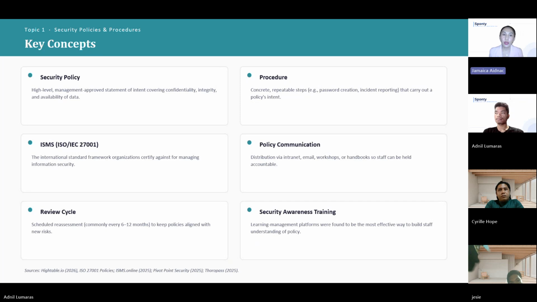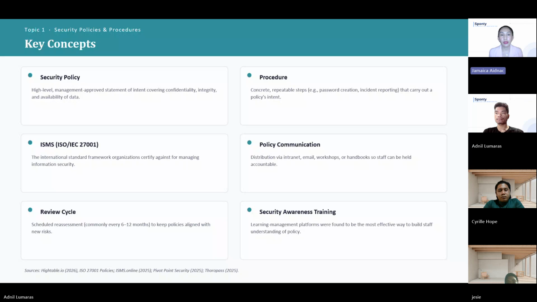A 2025 industry report on information security practice found that structured training methods, particularly learning management platforms, were the most effective way organizations build staff awareness of these policies, reinforcing that a policy which is filed away and never taught has little practical value. This matters because a policy's real effectiveness isn't measured by how well it's written. It's measured by whether employees actually know it exists and follow it under pressure, such as during a suspected phishing attempt.